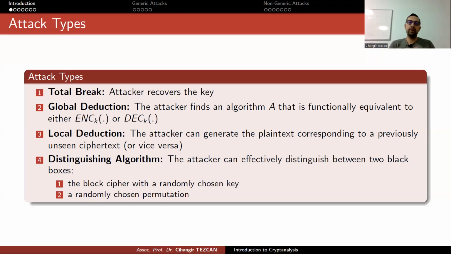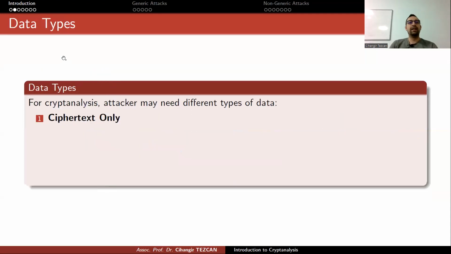Our aim is to find a distinguishing algorithm that should be efficient. If you cannot use it in practice, then it doesn't make sense. So the question is, what kind of data do I need or what can I do, and so on. With these attack type definitions, let's look at data types. These are the types that we can actually capture and use in our analysis.